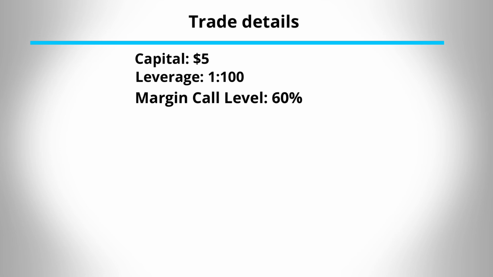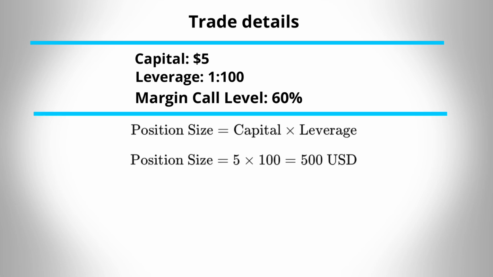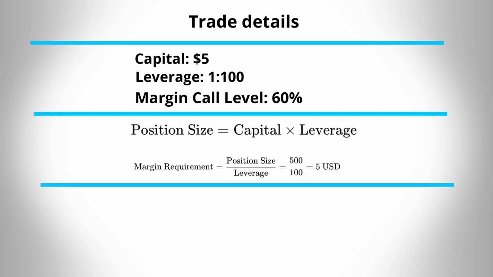So now let's explain why getting a margin call is one of the potential risks you face when you use small trading capital. So let's say you use a capital of $5, that's roughly 100 rands. And you use a leverage of 1:100. And your broker has a margin call of 60%. With a leverage of 1:100 and a capital of $5, you can control a position worth $500. Margin requirement for this trade is going to be $5. The broker will send a margin call when your margin drops below 60%.